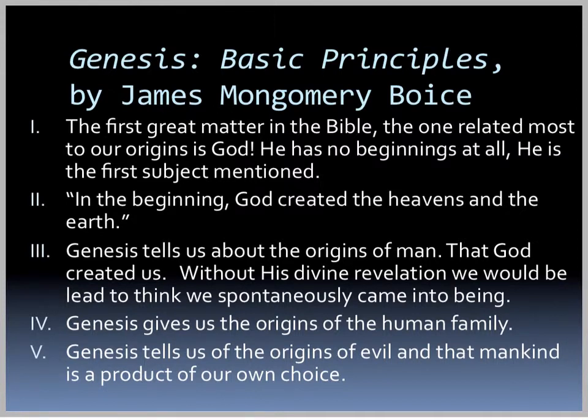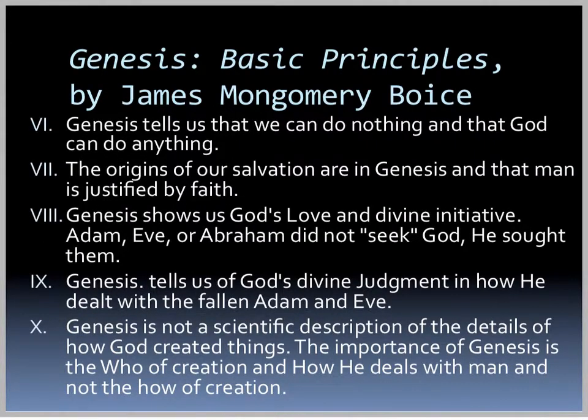Genesis gives us the origins of the human family. Genesis tells us of the origins of evil and that mankind is a product of our own choices. Genesis tells us that we can do nothing, that God can do anything. The origins of our salvation are in Genesis, and man is justified by faith. Genesis shows us God's love and divine initiative. Adam, Eve, and Abraham didn't seek God, God sought them. Genesis tells us of God's divine judgment and how he dealt with the fallen Adam and Eve.